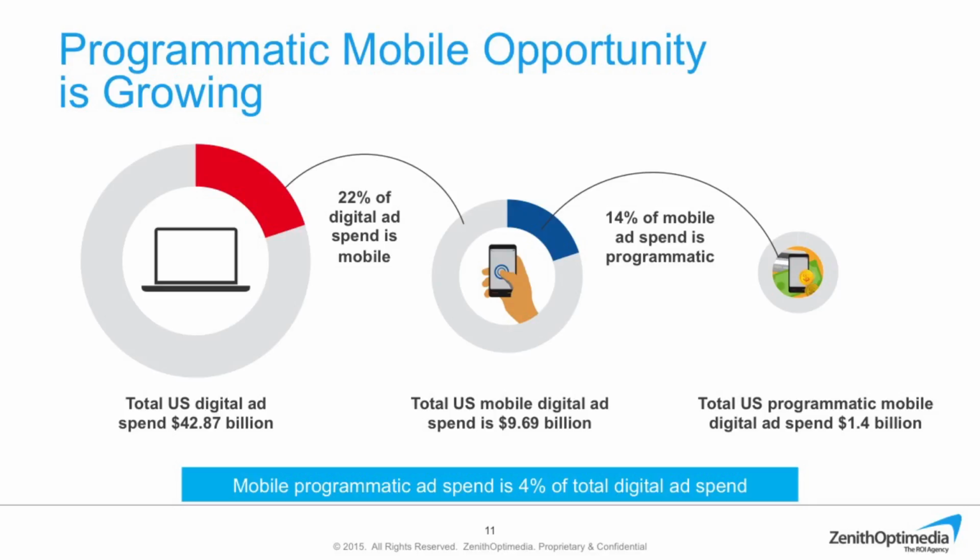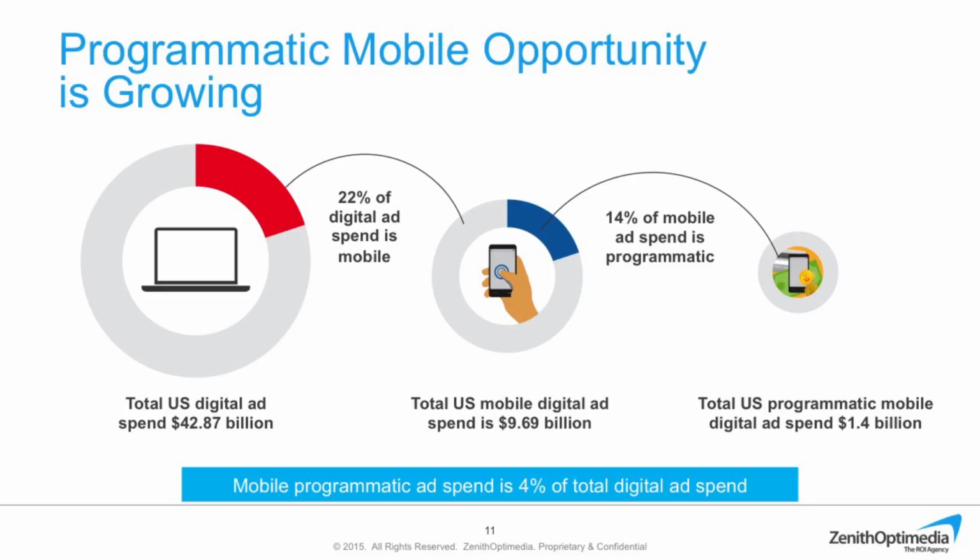What we see here is that 22% of digital ad spend is mobile, and then of that, 14% of mobile ad spend is programmatic. But those are just percentages. Let's look at it in dollars. The total U.S. digital ad spend is almost $43 billion. And on mobile, it's about $10 billion. When we whittle that down to programmatic mobile, the ad spend is only about $1.5 billion. This ad spend is about 3% of the total digital ad spend across the board.